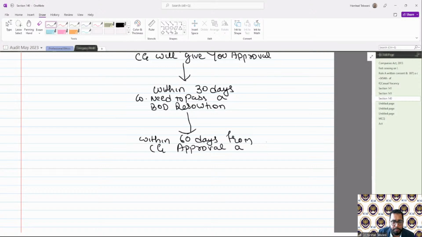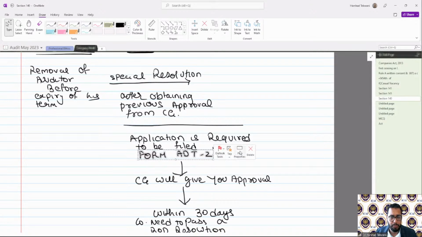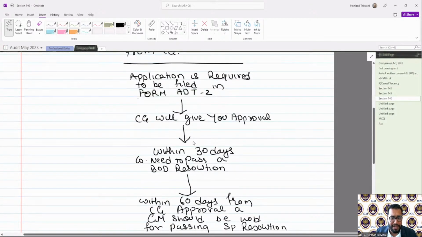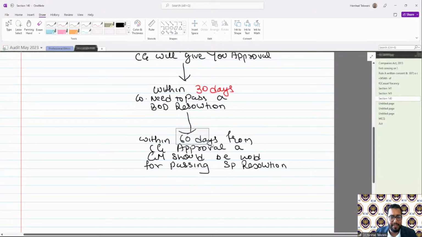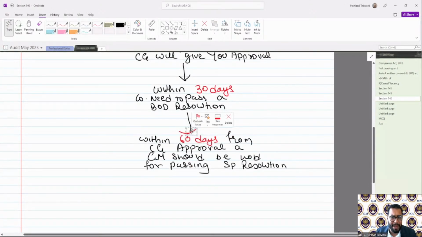A general meeting should be held for passing the special resolution. So that is the procedure that is prescribed. First, form ADT-2 is required to be filed. Then the central government will give you approval. Then within 30 days, you need to pass a board resolution. And then within 60 days from the date of central government approval, you need to pass the special resolution by convening an AGM, or not AGM, but any general meeting.